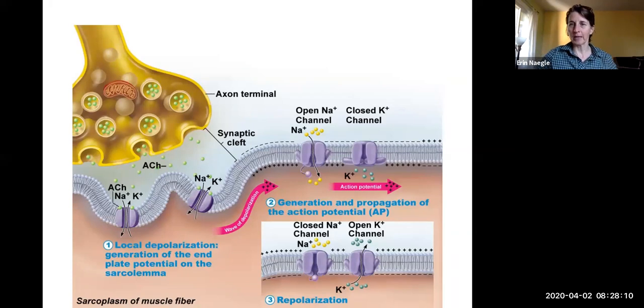It gets propagated the same way an action potential gets propagated in a neuron, with those sodium voltage-gated channels, which causes depolarization, and then repolarization, the same thing is caused by potassium voltage-gated channels.